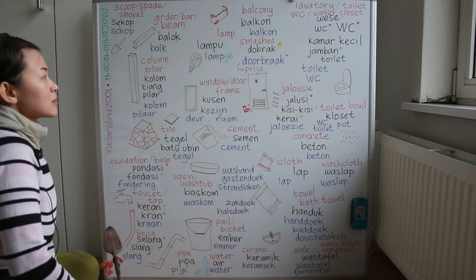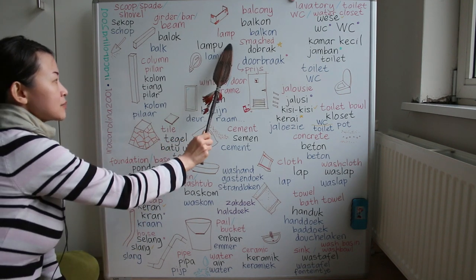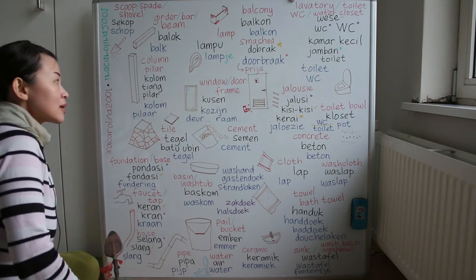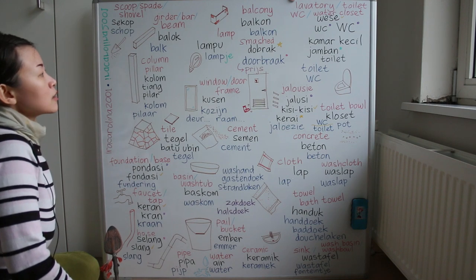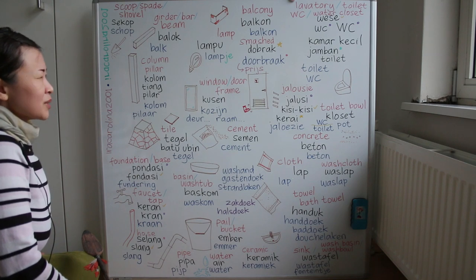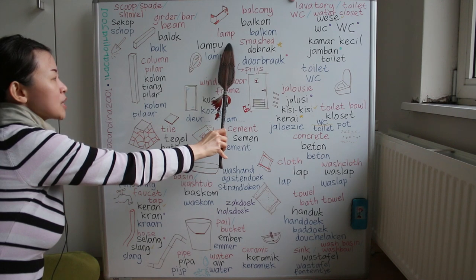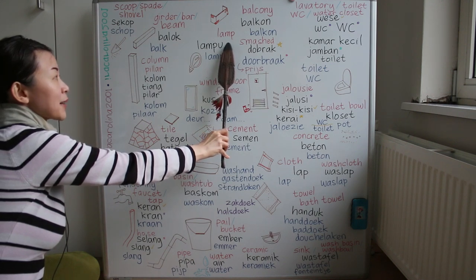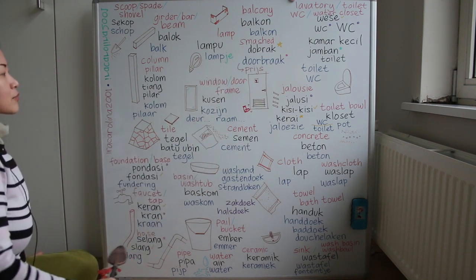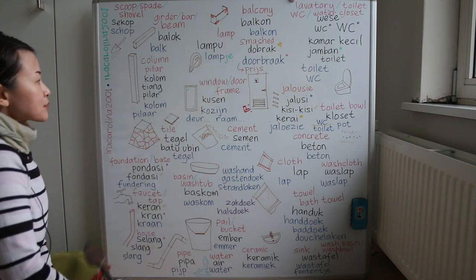Lamp. If you want to make it small or little, lamp, you put the y to make it small or little. But the lamp itself, lamp, you don't need the y here.